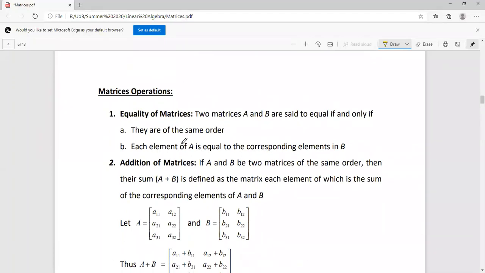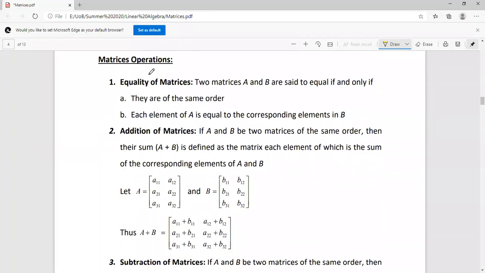Now, there are some matrix operations. When you studied real numbers for the first time, you studied the operations of the real numbers: how we can add them, how we can multiply real numbers, right? Similarly here in matrices, we will study some operations which are necessary in the theory of matrices.